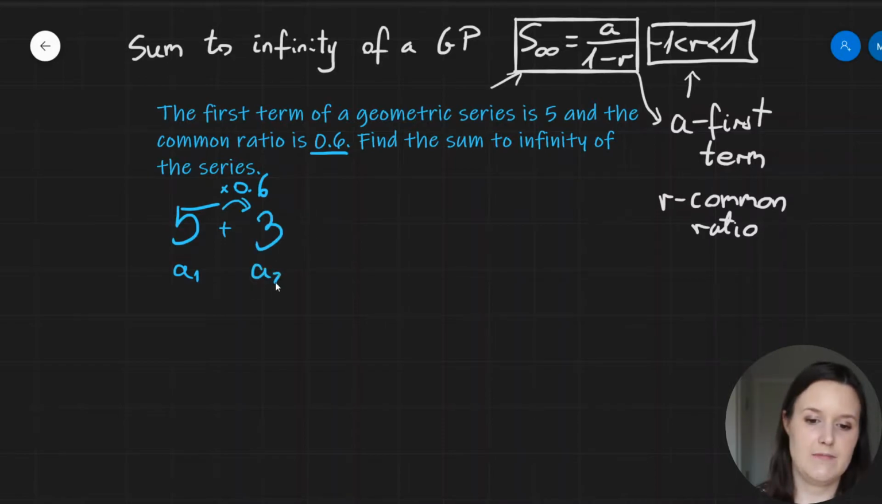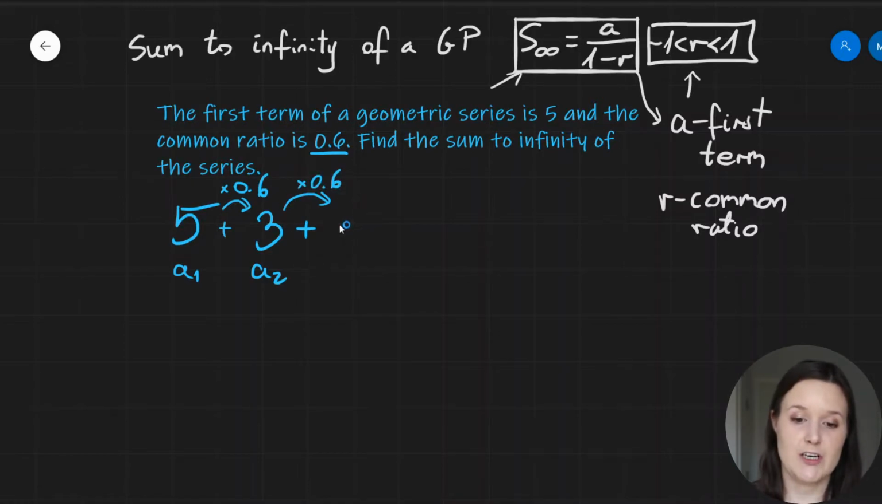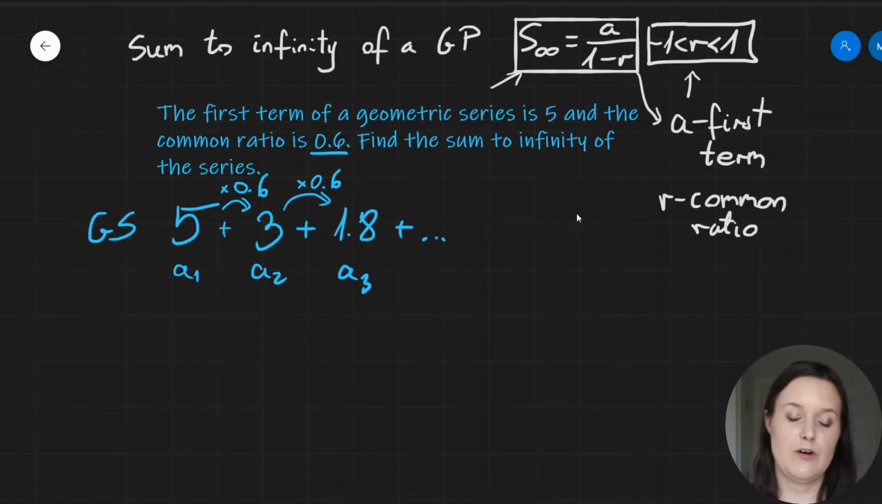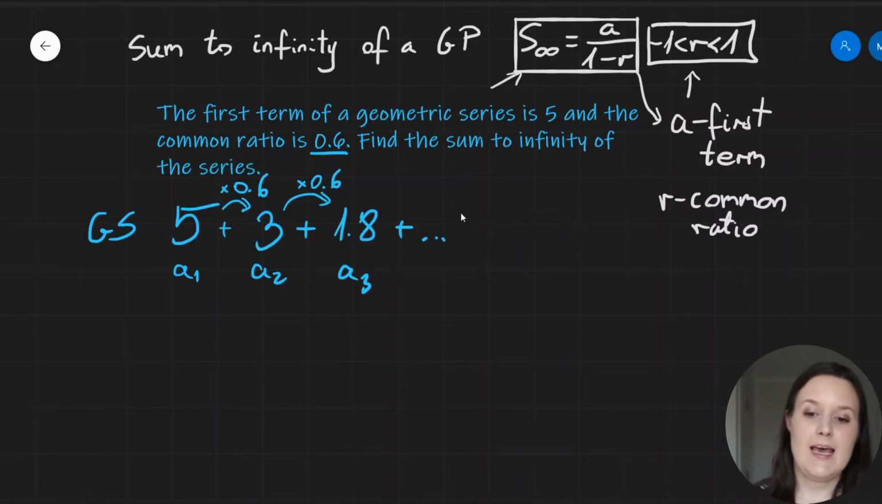That's the second term. To get the next term, I again multiply by the common ratio. 3 times 0.6 is 1.8. That's the third term, and so on. That's what we have. We have a geometric series, the sum of terms of a geometric sequence, and we would like to find the sum to infinity.